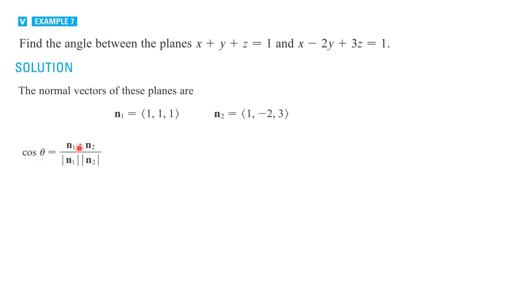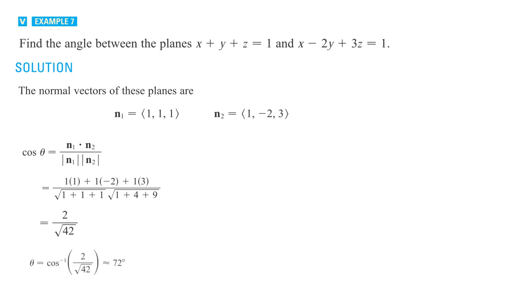cos theta = (n1 · n2)/(|n1||n2|). So we already know how to do the dot product: 1 times 1, 1 times -2, 1 times 3. Length of n1 is root of 1 + 1 + 1. Length of n2: 1 squared is 1, (-2) squared is 4, 3 squared is 9. Simplify it, we'll get 2 over root 42. Theta = cos inverse of 2 over root 42 and we'll get 72 degrees. So 72 degrees is the angle between the two planes.